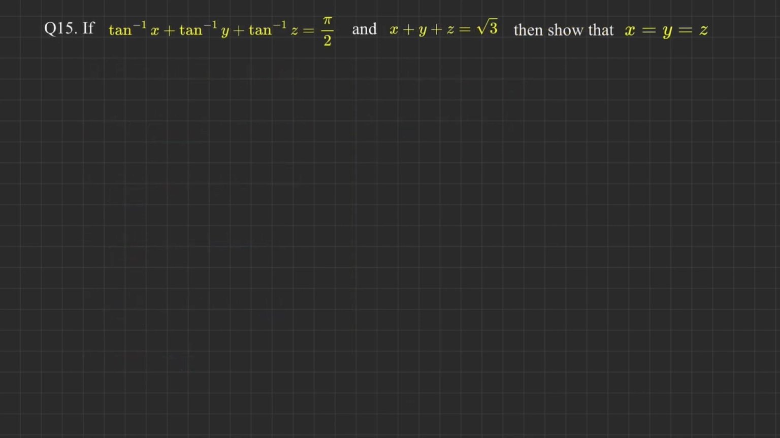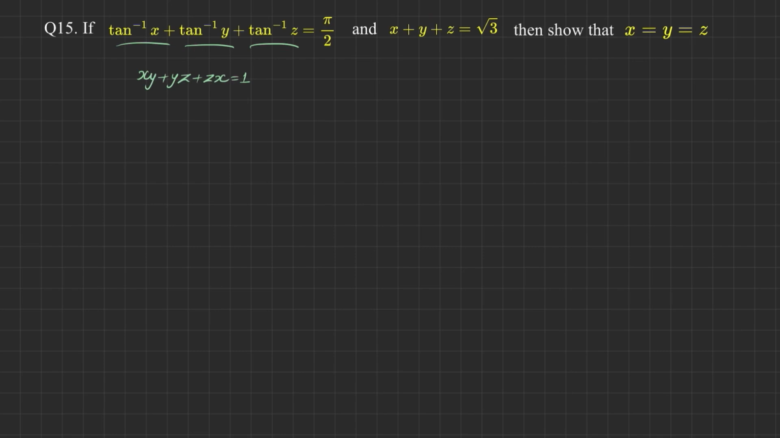If tan inverse of x plus tan inverse of y plus tan inverse of z equals pi over 2 and x plus y plus z equals root 3, then prove that x equals y equals z. So in the previous question we had proved that if tan inverse of x plus tan inverse of y plus tan inverse of z equals pi over 2, then xy plus yz plus zx equals 1. So up to here you have to do it like question number 14 only. Now here the question has given another thing, that is x plus y plus z equals root 3. So we will start from here.